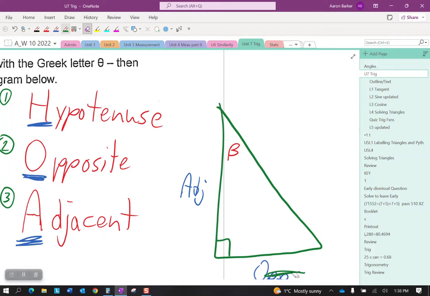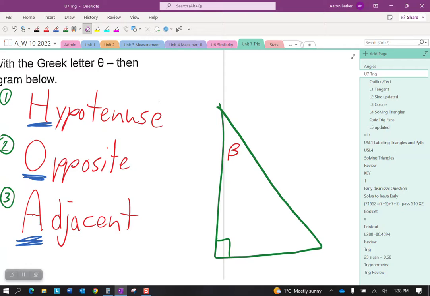So now we're going to get a little bit of practice of this. Super important, easy to do. Quickly draw this triangle. And we're going to use beta at the top. Beta at the top of the triangle. So we're going to label our HOA.